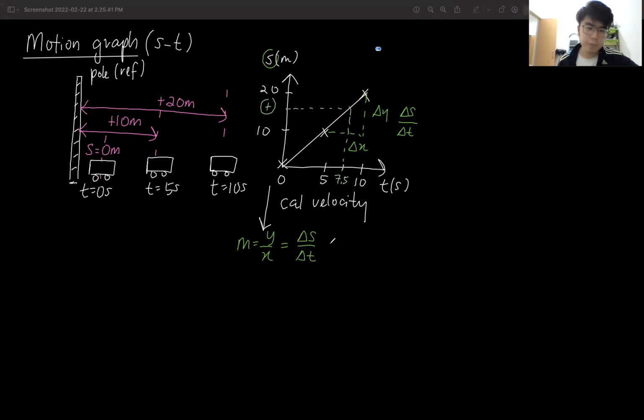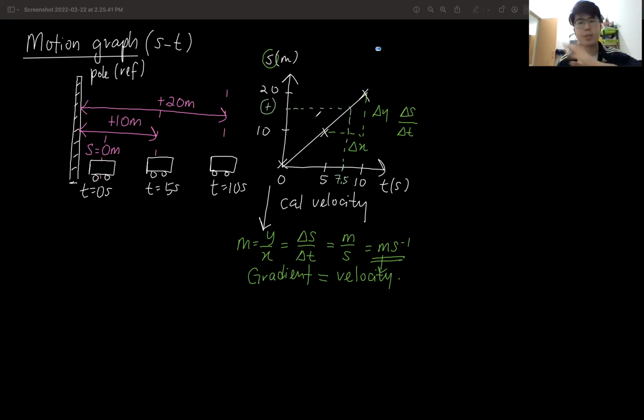What is this thing? If you look at the unit, m divided by s, m over s, you get m s^-1. This is the unit of what? You see, from the gradient, look at the unit, you get the unit of velocity. So that means gradient equals velocity. That's it, straightforward. So if you can calculate the gradient of the graph, you get the velocity of the object.